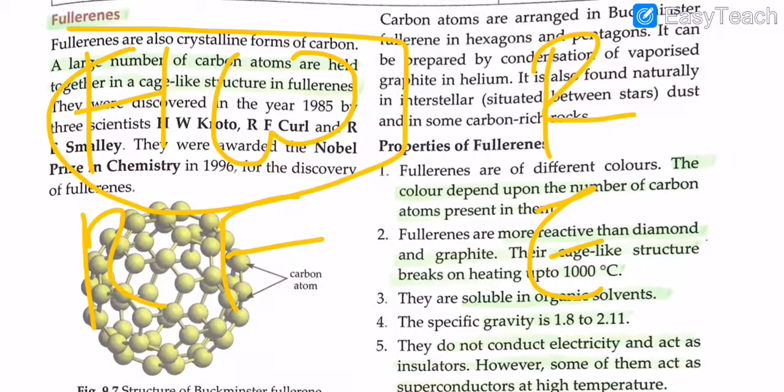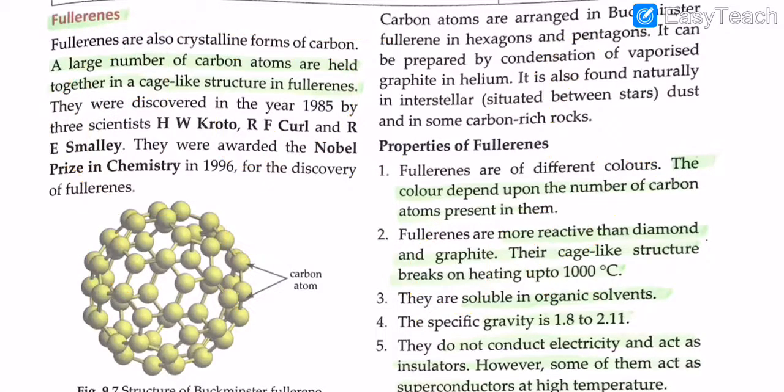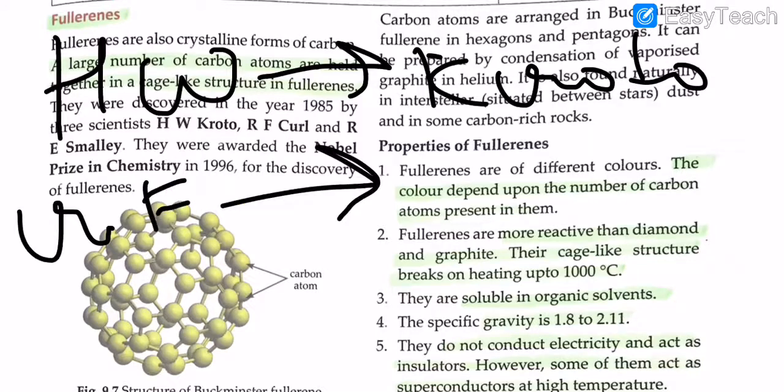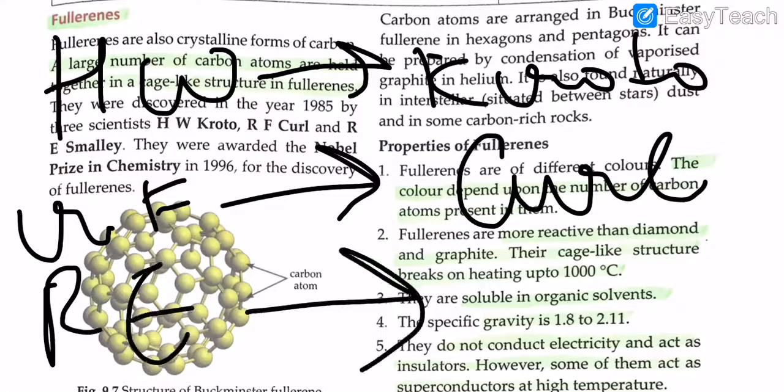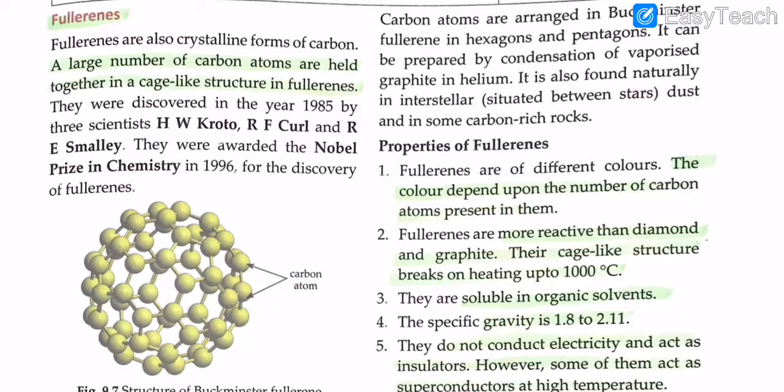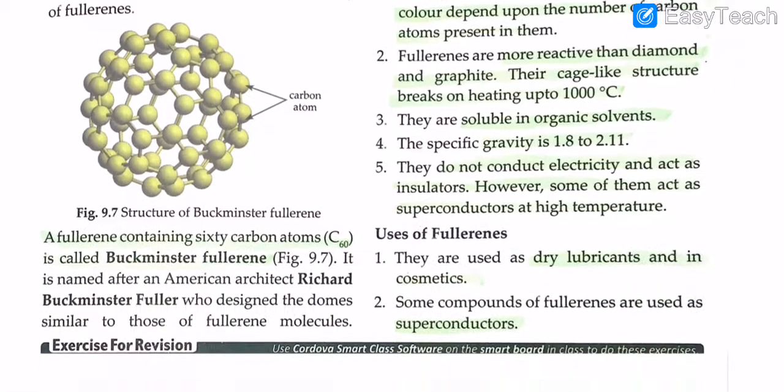Where did the hippo go? Hippo went to Kroto. That's your first scientist. Road fun: where did the hippo have fun on the road? At Curl. And road eagle: the eagle on the road, he went to Smalley, or he is Smalley. Got it? So just keep this at the back of your mind, and I'm sure you all will get full marks.